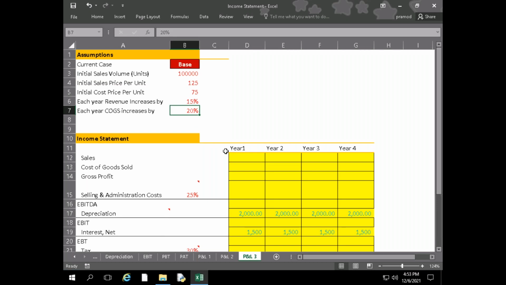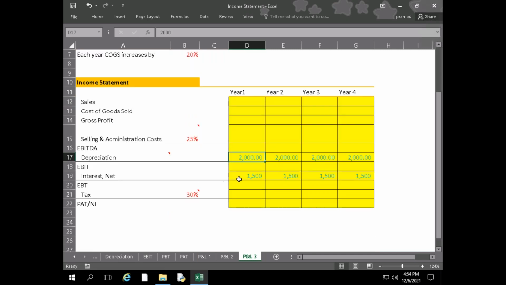I told you, no. First year you find out. Year one you find out, then you increase it for year two. So previous year data into 15%, add the previous year data. Your depreciation amount and interest are already given. This amount should match whatever answer you get here. It should match.